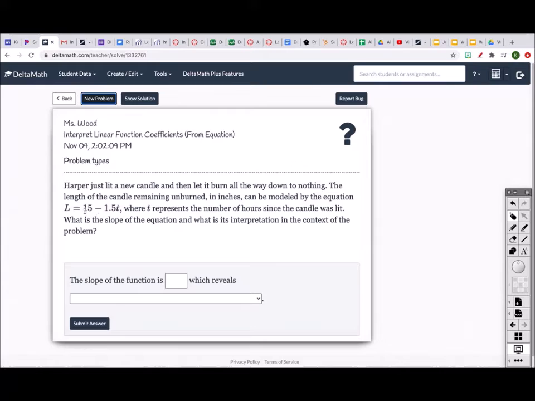Well, 15 what? That's when we go back and read the problem. It says the length of the candle in inches. So the candle starts at 15 inches and it goes down 1.5 inches per t. And the t represents the number of hours. So our candle starts at 15 inches and it goes down 1.5 inches every hour. That kind of makes sense. So we were talking about questions that start with the y-intercept.